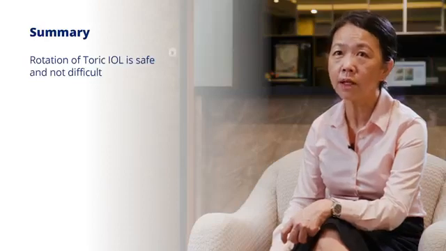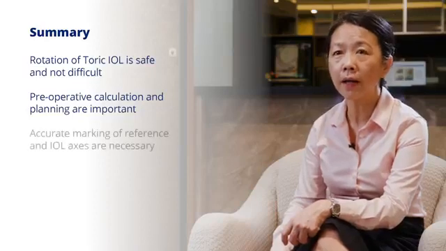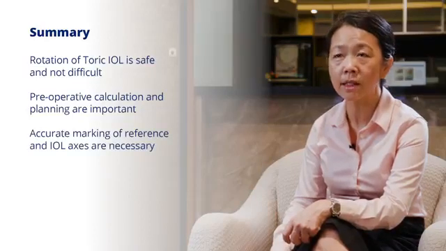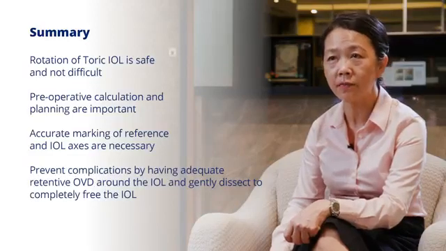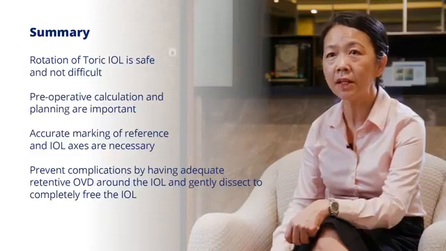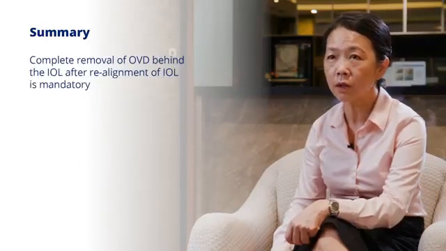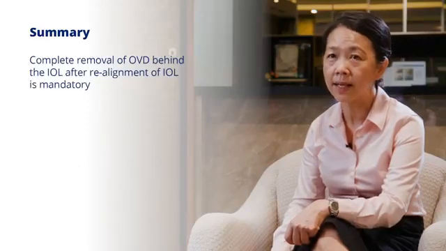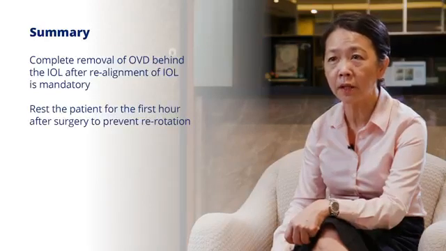So in summary, rotation of the toric lens is safe and it's really not difficult. Preoperative calculation and planning are important. Accurate marking of the reference and intraocular lens axes is necessary. Prevent complications by having adequate retentive viscoelastic around the intraocular lens, and gently dissect to completely free the intraocular lens. Complete removal of the viscoelastic behind the intraocular lens after realignment of the lens is mandatory. Rest the patient for the first hour post-operatively to prevent re-rotation of the intraocular lens.